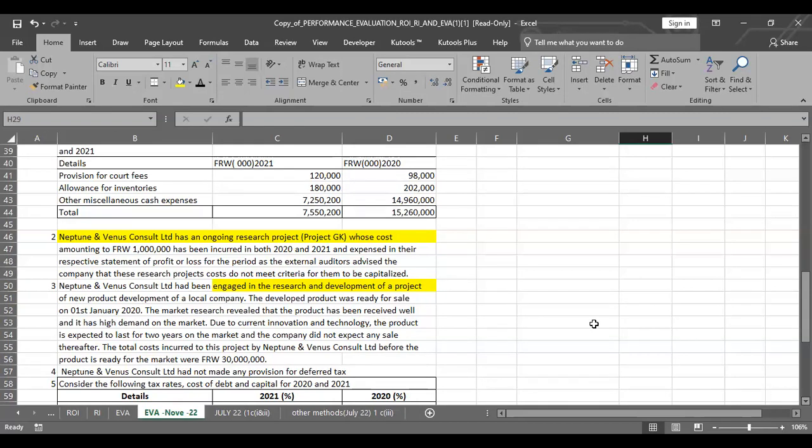And they say that, as you may notice, there is a cost which was incurred over that period. Since they say that Neptune and Venus engaged in research and development, and it started from January, the market research revealed that the product has been received well. So there is a cost which they incurred for the 2 years, and they amortized it for the period that we have up to date. So what we need to do is, it is said for 2 years. Anybody who is wondering where I got the 2 years, it is mentioned here.